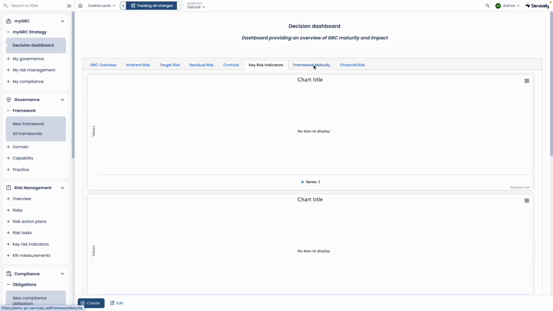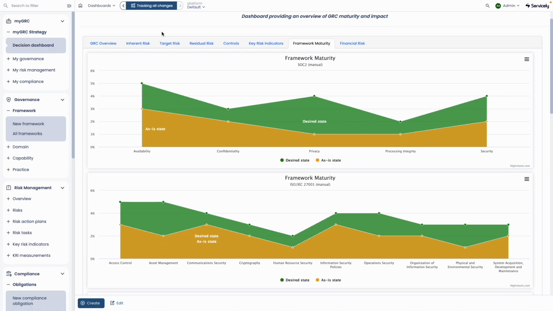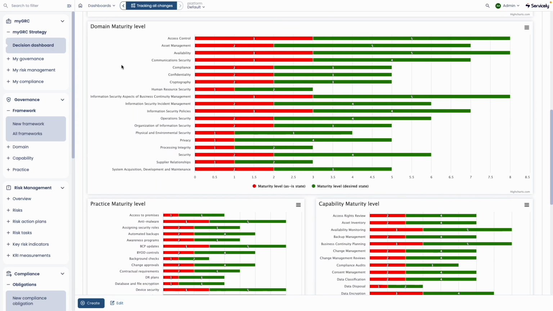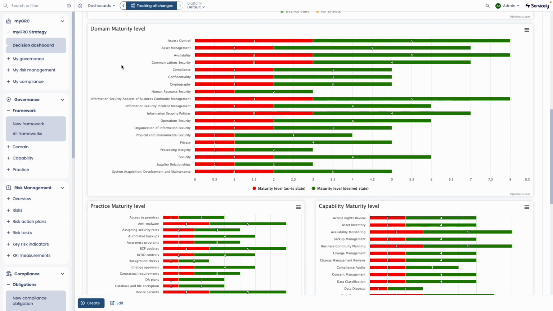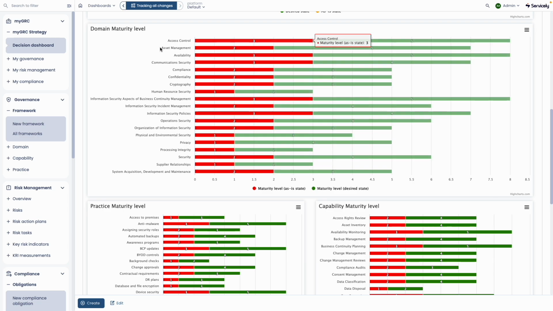We also have the opposite side of that coin, which is the framework maturity level, right? So in this case, we're monitoring SOC 2 and ISO 27001 and the desired risk states compared to our as-is landscape. So here we can come in and identify the gap between the different frameworks that we put in place, and we can do that all the way down to a domain, practice, and capability level. So what we would want to see is, of course, that we have equal size bars for each of the domains that we've got under control, and each of the practices and each of the capabilities.